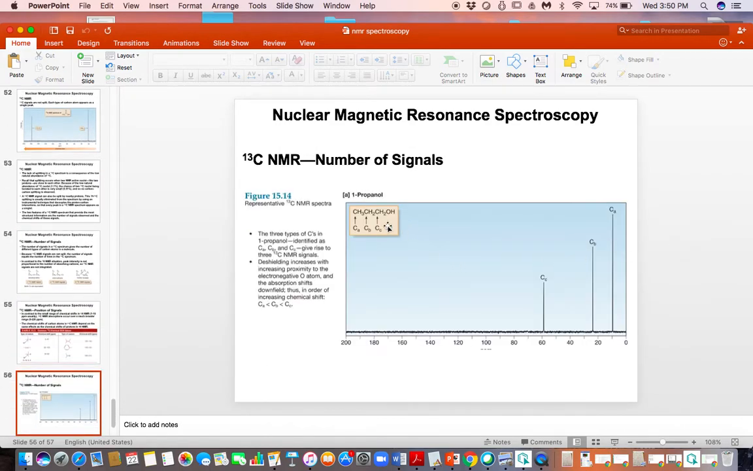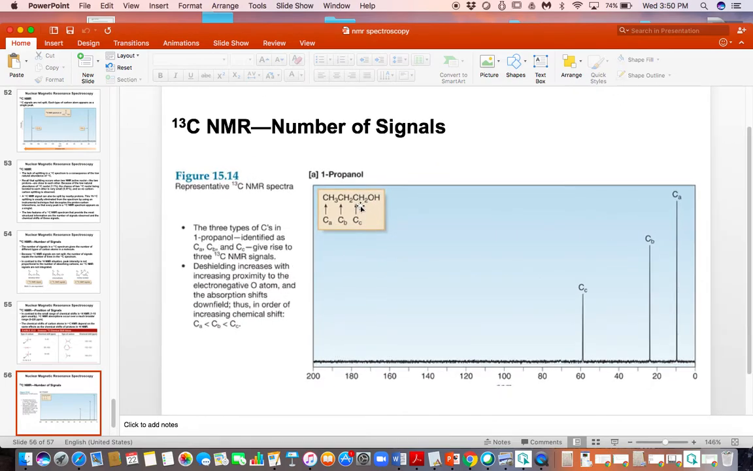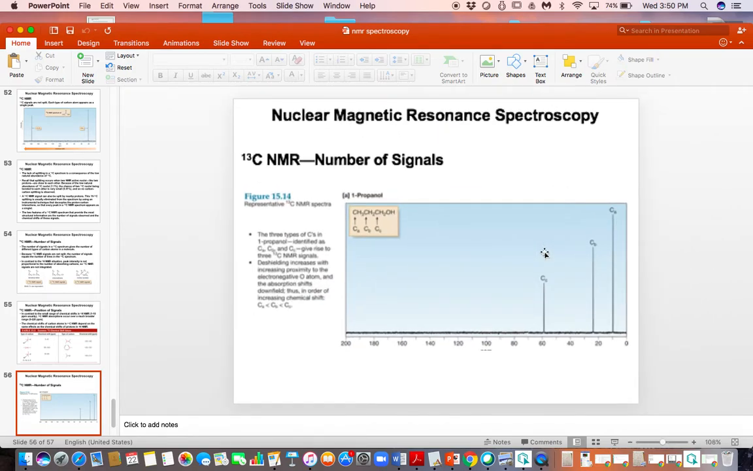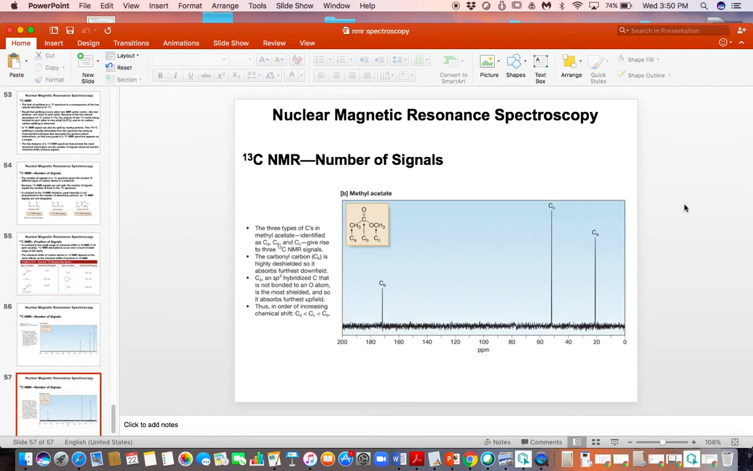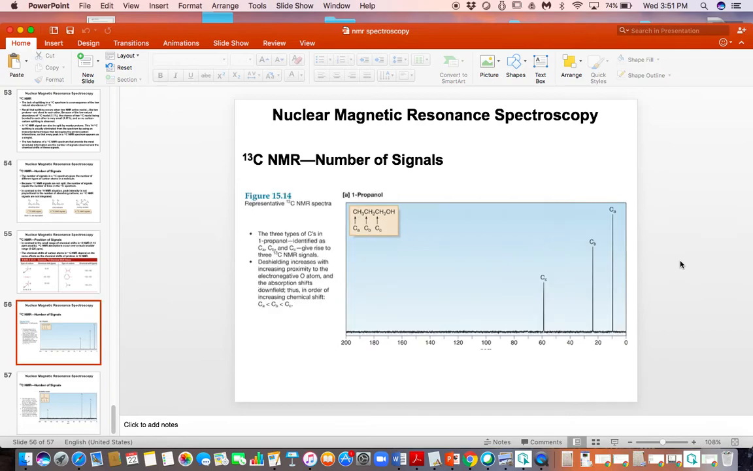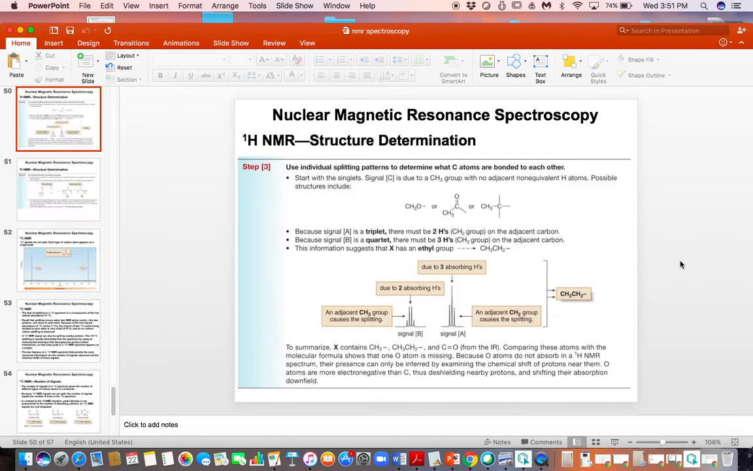In this one, we have 1-propanol, right? And again, you can see we have three unique types of carbon here, here, and here, so you'd expect to see three signals, and you do. So for every unique type of carbon in a carbon-13 NMR spectrum, you're going to see a signal. Here's methyl acetate: carbon here, carbon here, carbon here. Three signals are expected. Three signals is what you get. All right? So that's pretty simple.